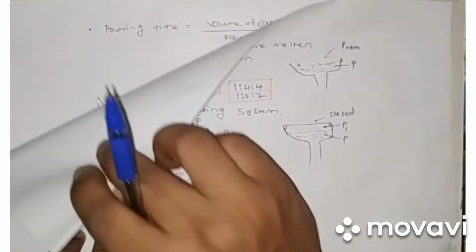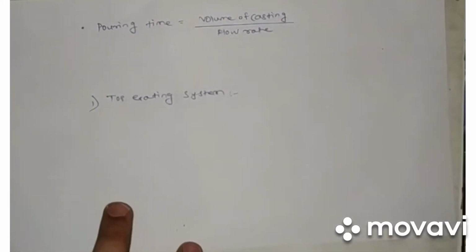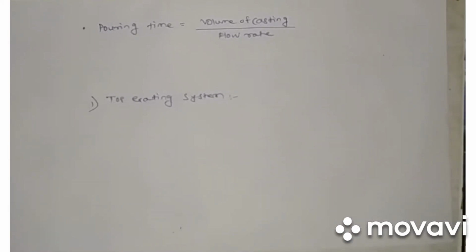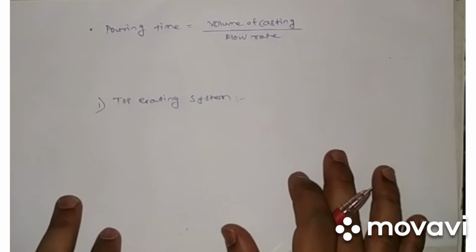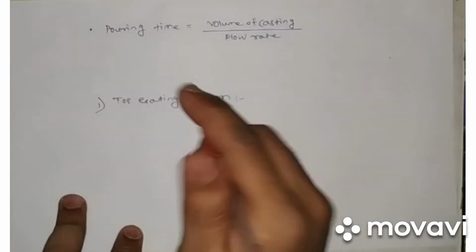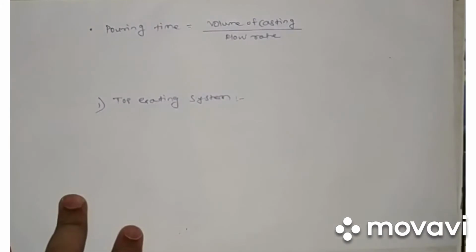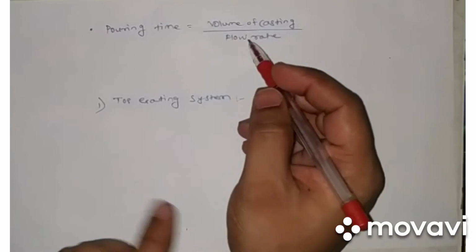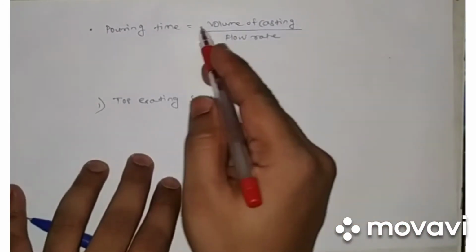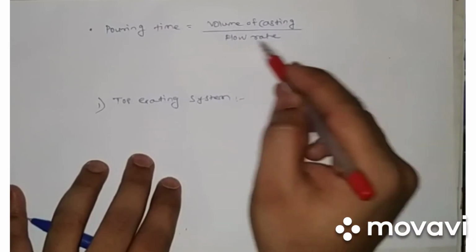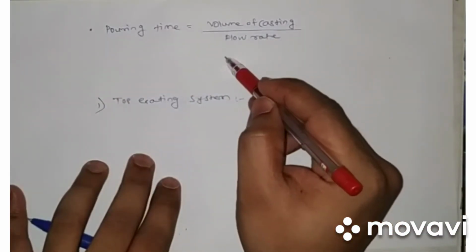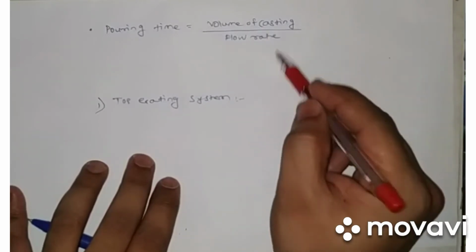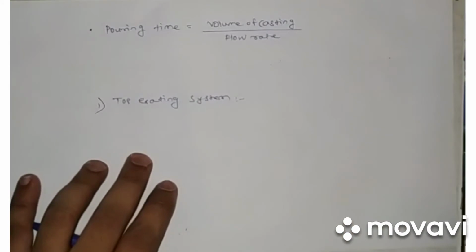Now let's see how we can classify it on another basis. Now we are going to see a very basic thing: how we can calculate the pouring time, so how much time is required for the cavity to get filled. It can be calculated from the volume of our casting and the flow rate of the material. So at what flow rate it is entering into the cavity, and the volume of the casting. From that we can calculate the pouring time.